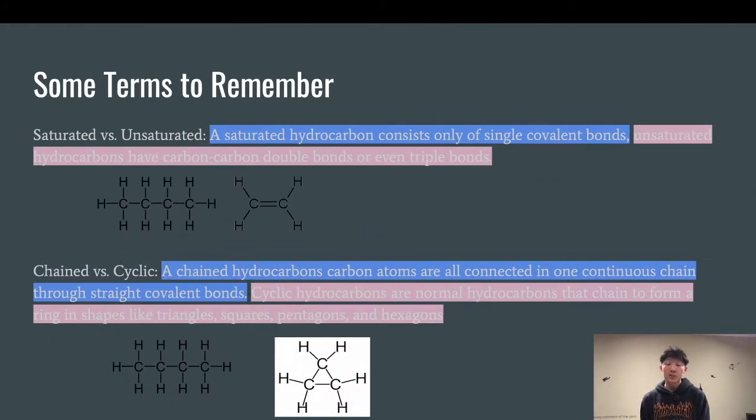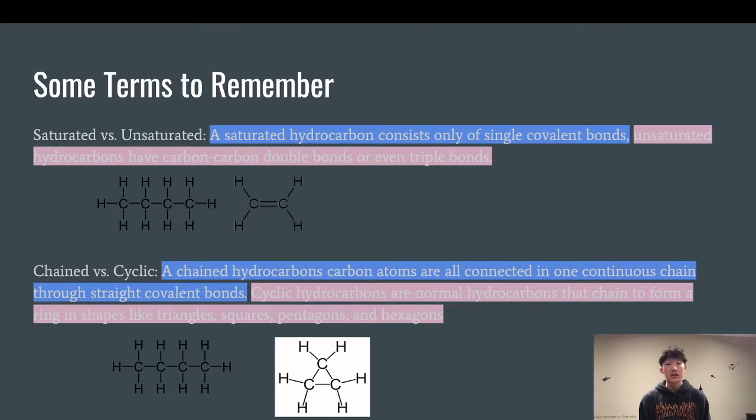So we can also use some terms to define our knowledge of alkanes or describe our alkanes. So saturated and unsaturated. Saturated hydrocarbons are just hydrocarbons that consist of only single covalent bonds, and unsaturated hydrocarbons are hydrocarbons that can consist of double bonds or triple bonds or maybe even more.